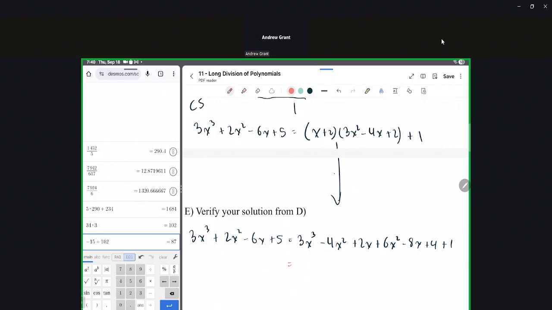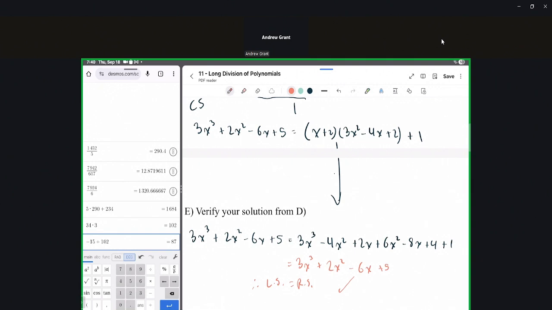Okay, so we have a 3x cubed by itself. For the next like term, we got a negative 4 plus 6, so this is a plus 2x squared. We have a 2 minus 8, so that's going to be minus 6x. And then we have 4 plus 1, which is 5. And so we can see that our left side is equal to our right side, which means we did it right. Okay, so you can always use the corresponding statement to check to make sure that you did it right.